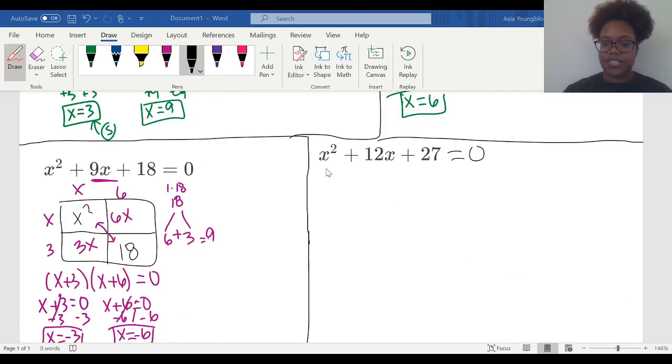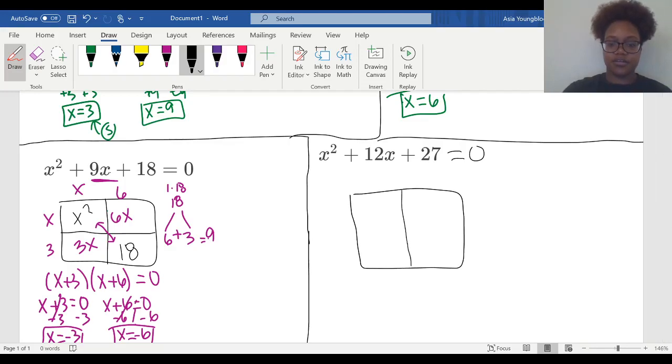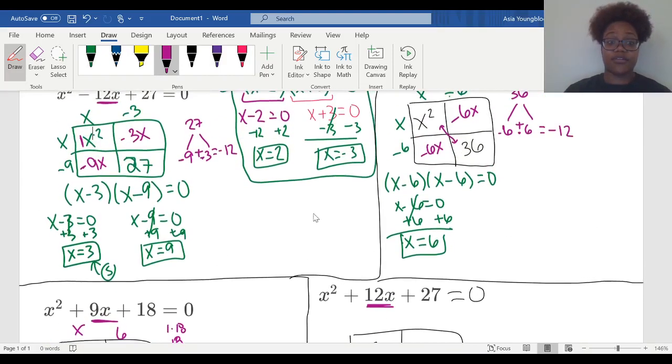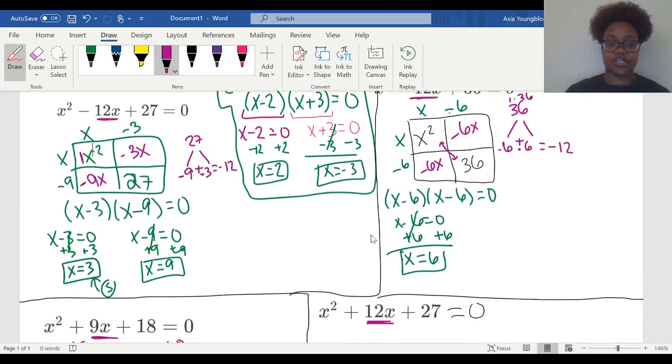This is our next problem in the set. We have x squared plus 12x plus 27, and I forgot to copy the equal 0, so I just wrote it, and now we're solving this the same way. Start by drawing your boxes, fill in the x squared term and the 27 term, and we need to break up this 12 between these two boxes. Oh, they gave me a very similar problem here, so there's going to be one little change we make.